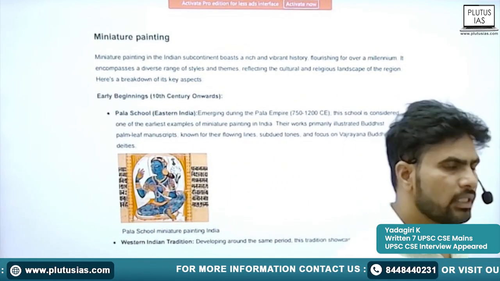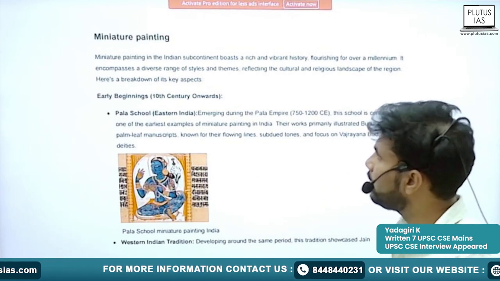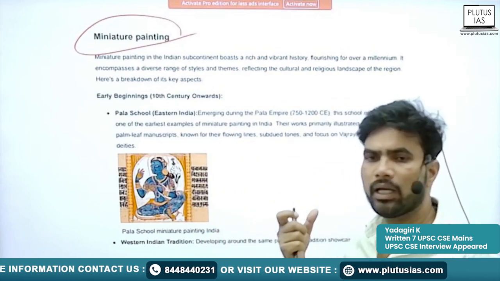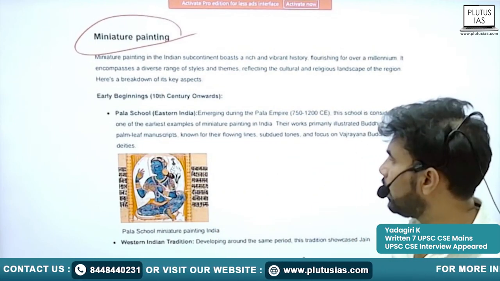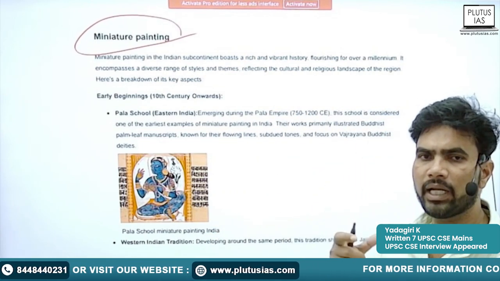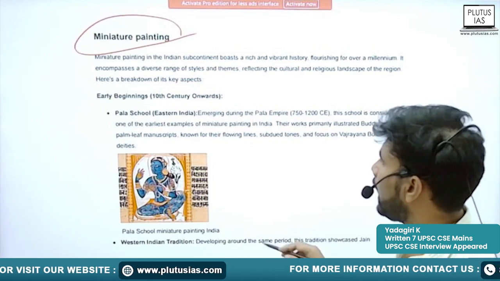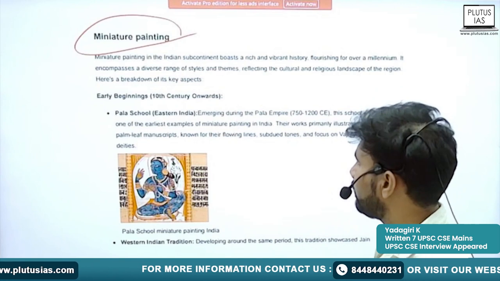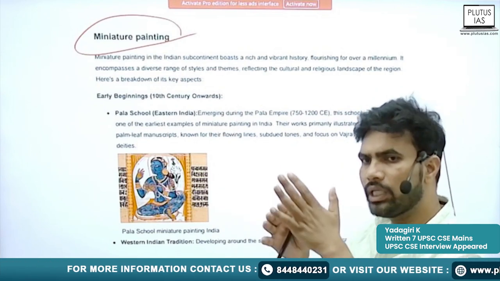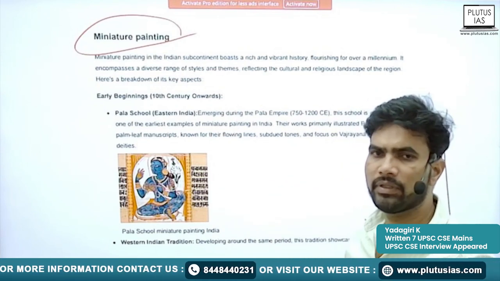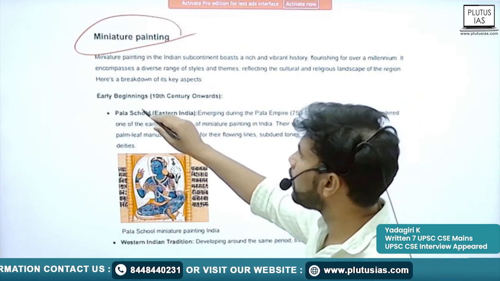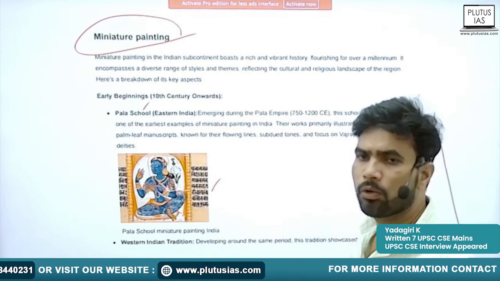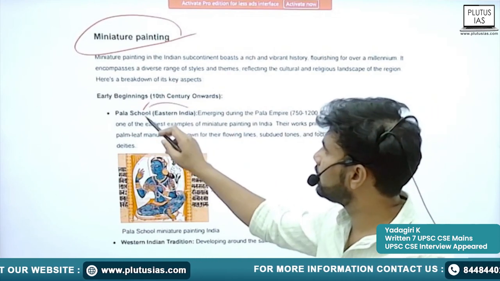Now we will see the miniature painting. The characteristic features of miniature painting I have explained: there will be attention to detail, small objects will be depicted in small size, and majorly the platform is a page or palm leaf. In miniature paintings, if we see the schools, majorly the Pala school is there. So this painting is about the Pala school. This flourished in eastern India.